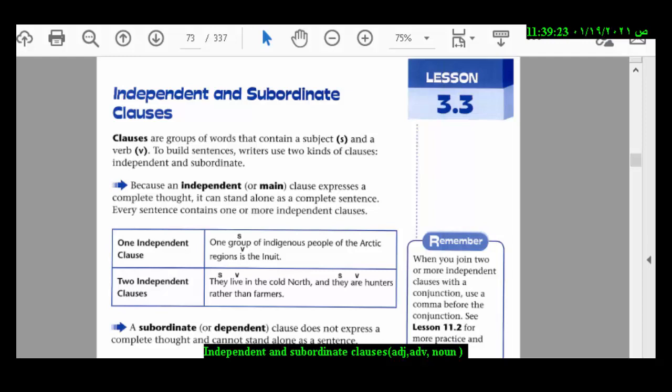By the end of this lesson, you should be able to identify independent clauses, subordinate clauses, how to change an independent clause to a subordinate clause, and what conjunctions make a subordinate clause.